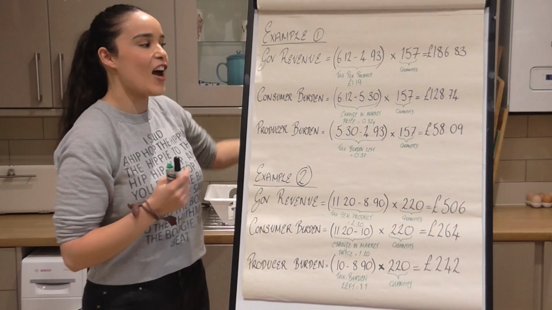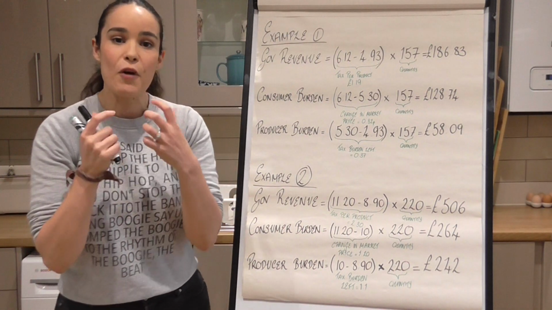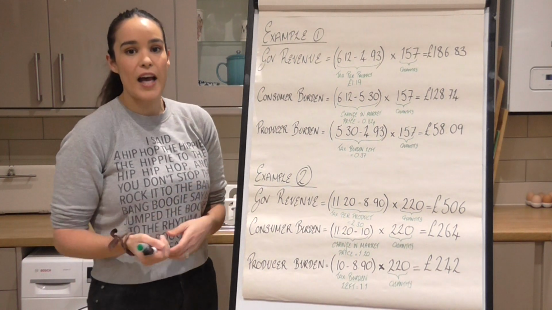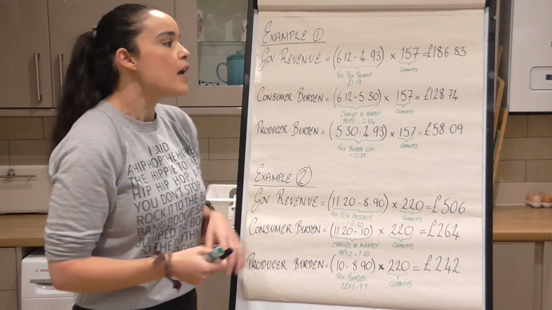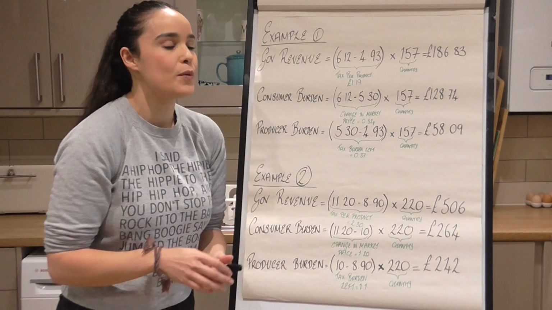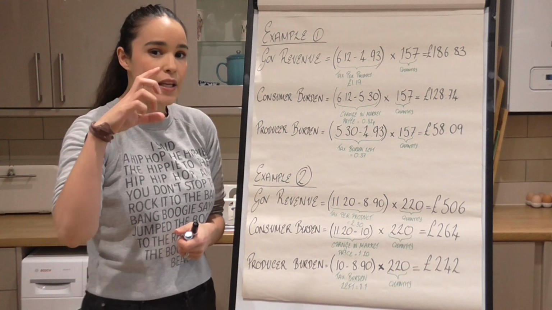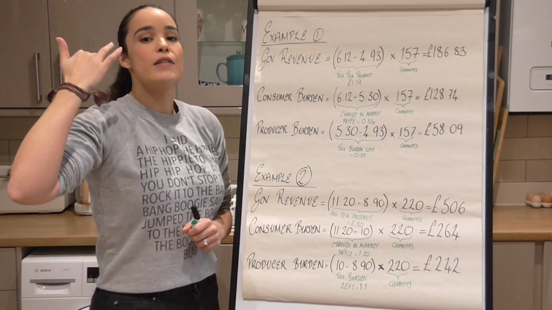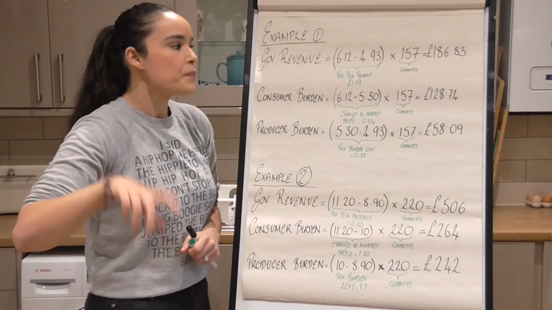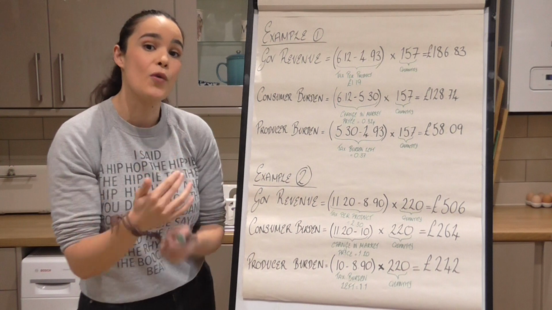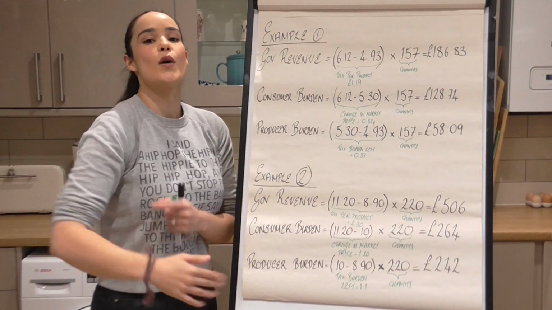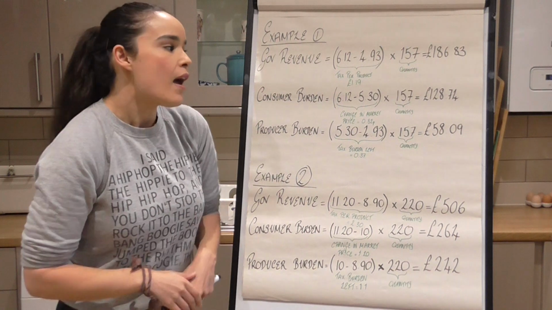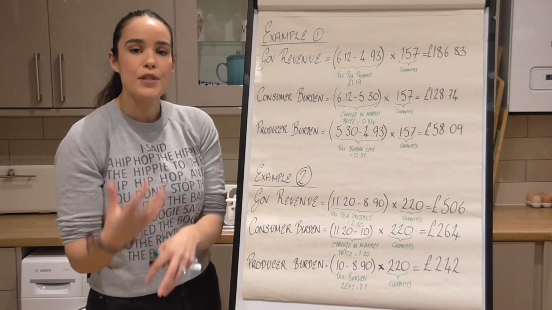So, here are our answers, and I've broken them down for you so you can really see where each single part comes from. In our first example, we have to work out the government revenue first, right? It's always easy to just work out the government revenue first. So we just did £6.12 minus £4.93 because that's the tax per product, the tax that you make per one product. And that's £1.19. So every single product that's sold, there is £1.19 of tax revenue. And then you have to times that by the quantity that is being sold at the tax equilibrium, which is 157, and then that should give you £186.83. And then you need to work out the consumer and the producer burden from that.